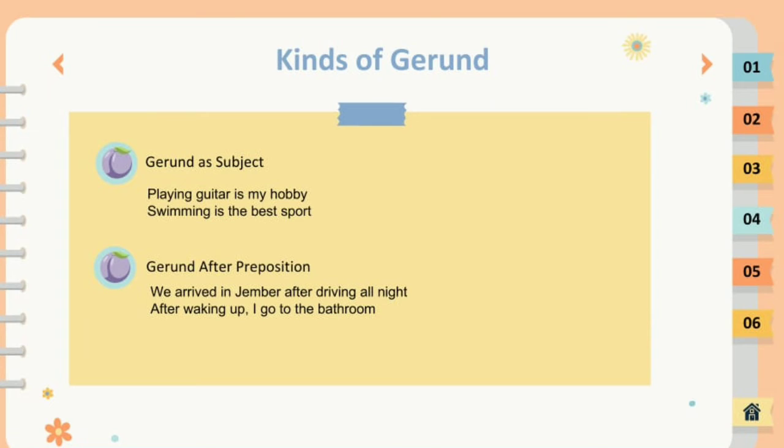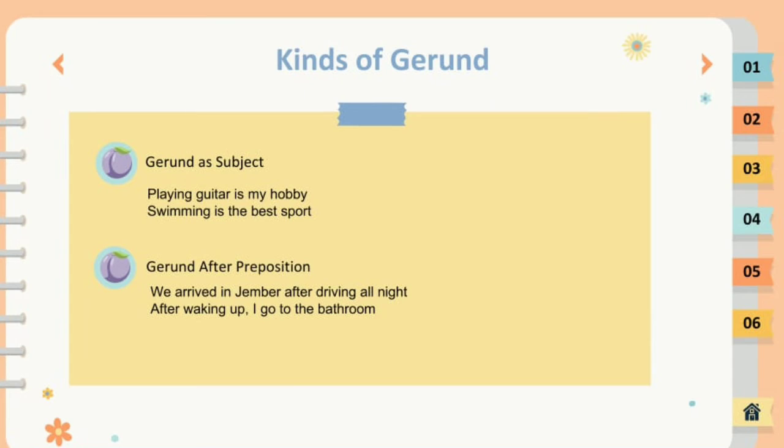Example: "Playing guitar is my hobby." Playing is a gerund. Gerund yang terletak di awal menjadi subjek. Jadi, "playing guitar is my hobby" is a gerund as subject. Begitu pula dengan contoh yang kedua, "Swimming is the best sport." Swimming as gerund terletak di awal kalimat menjadi subjek. So, "swimming is the best sport" is a kind of gerund as subject.